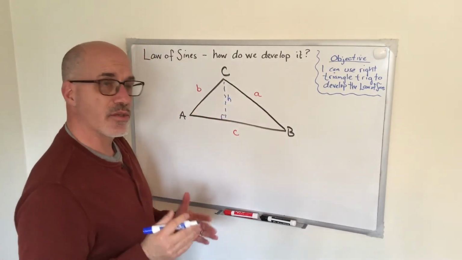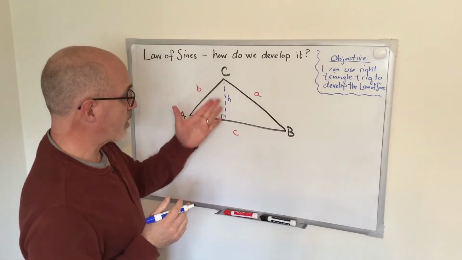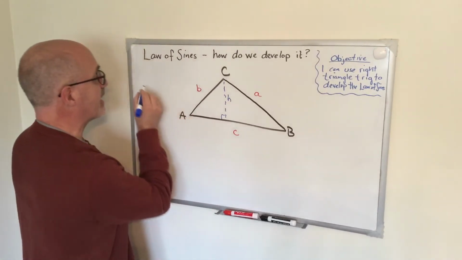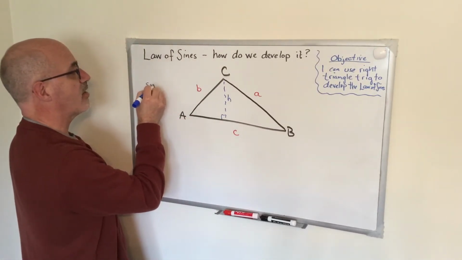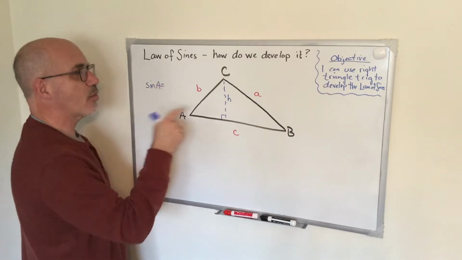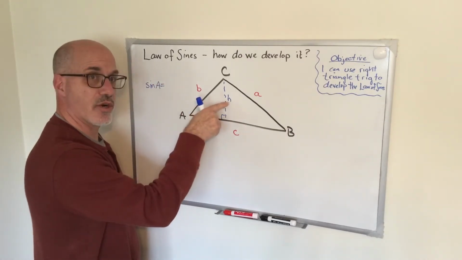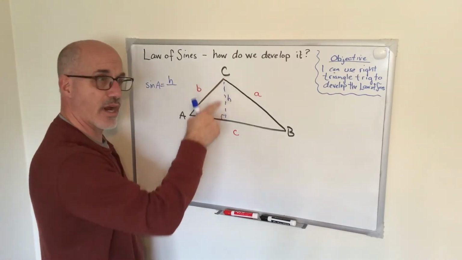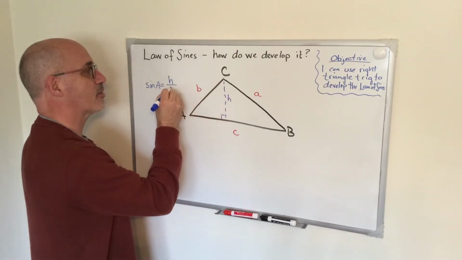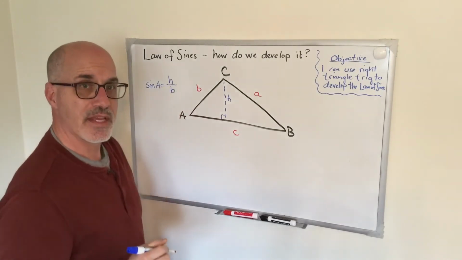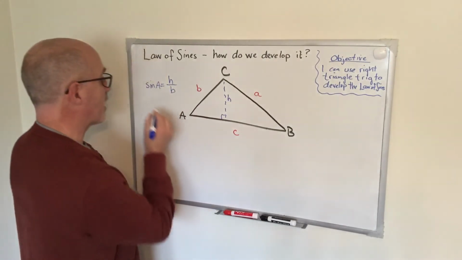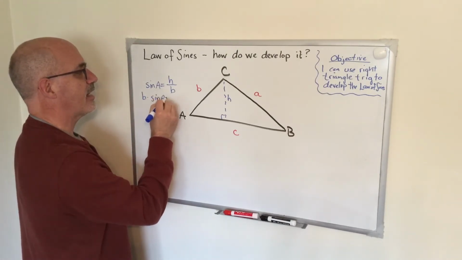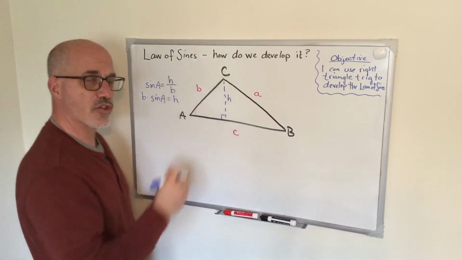Now, over here with this right triangle, I'm going to use what I know, which is that sine of angle A equals the opposite side in this right triangle, h, over the hypotenuse, and in this right triangle, b is the hypotenuse, so it's h over b. If I multiply by b on both sides, I've got b times sine of A equal to that height, h, of that triangle.